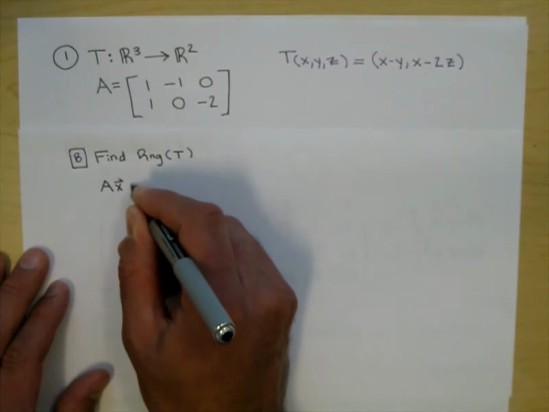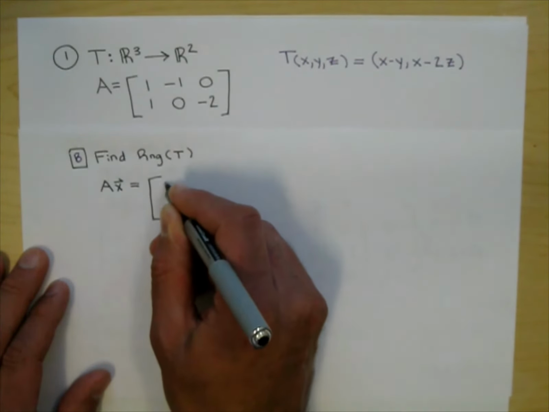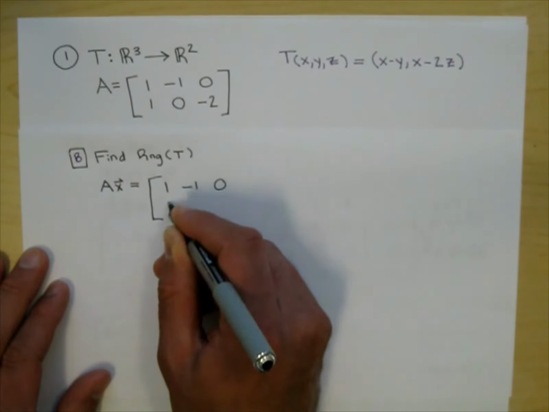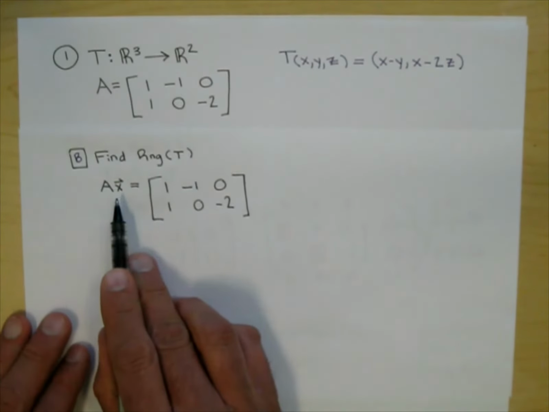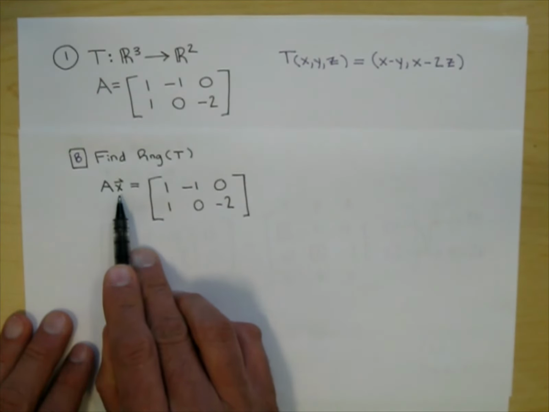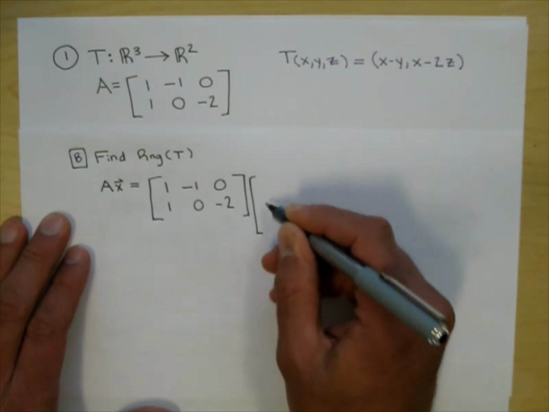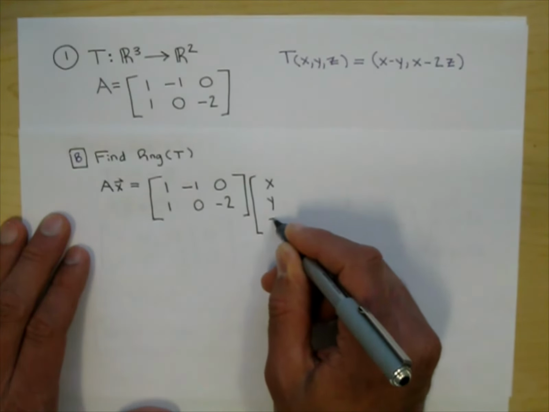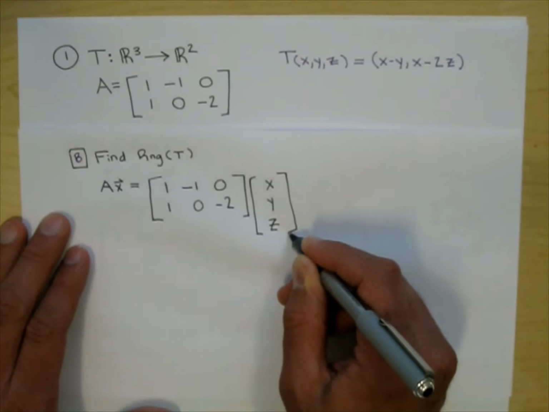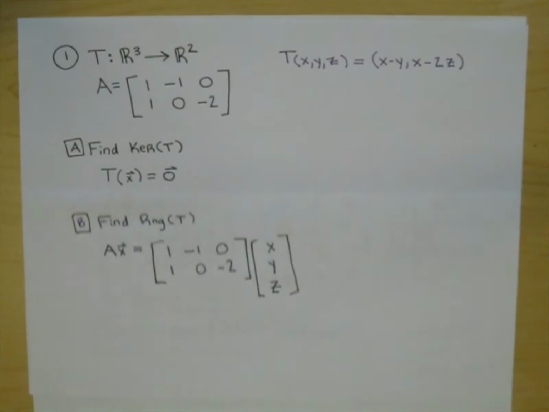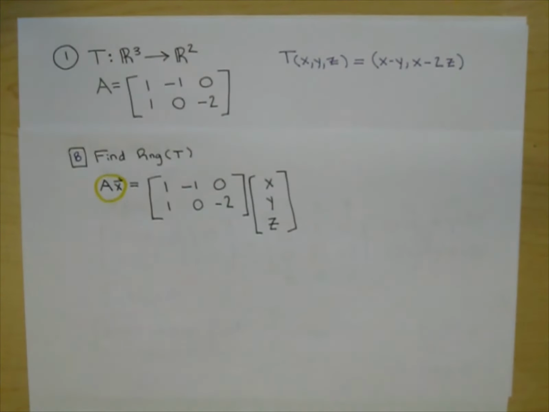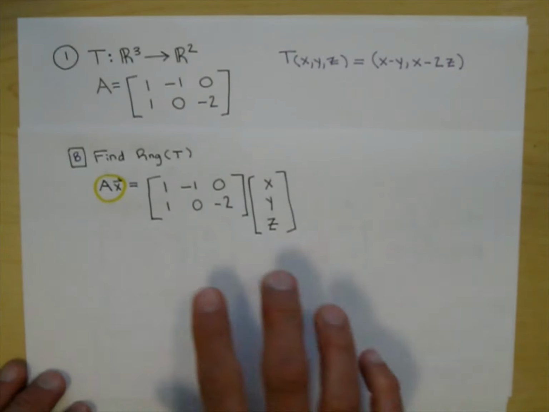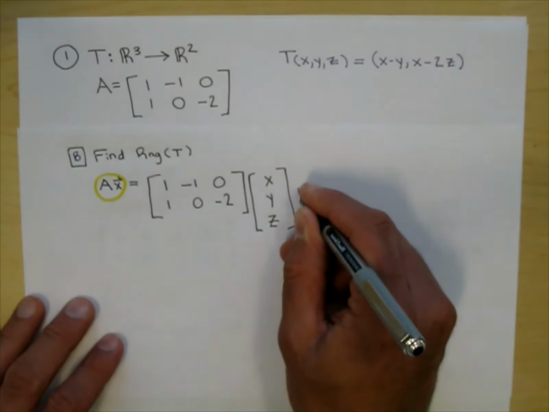So what is matrix A? Matrix A is 1, -1, 0; 1, 0, -2. Okay, so there's matrix A. And a general element from R3 is X, Y, Z. So they say, hey, what is the range? Well, the range is this, right here. There's the range. We can point to it and say, there it is. The range is also this. Okay, but it's not good enough. Let's go ahead and multiply this out.